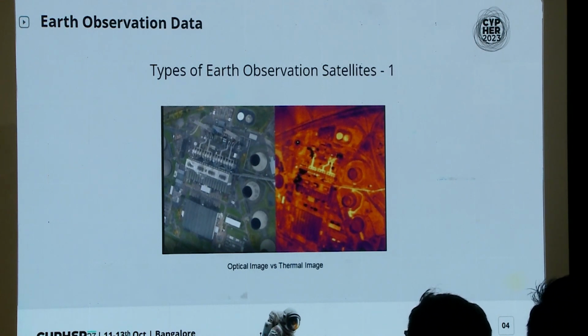So optical, when I say visible, I mean what we are able to see with our eyes and what you see in Google Maps, right? Google Maps is a color image which is a composite of red, green, and blue. But there are other wavelengths as well that we cannot see with our eyes, but satellites can see. So here I have shown you an optical image, which is an RGB composite, and a thermal image.